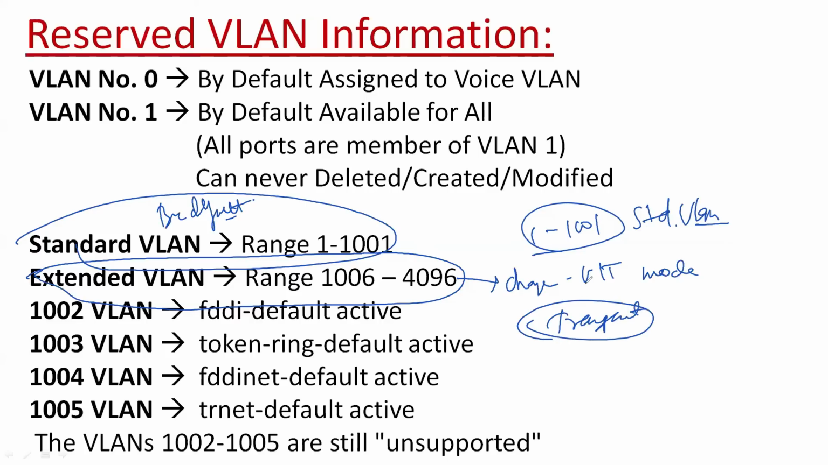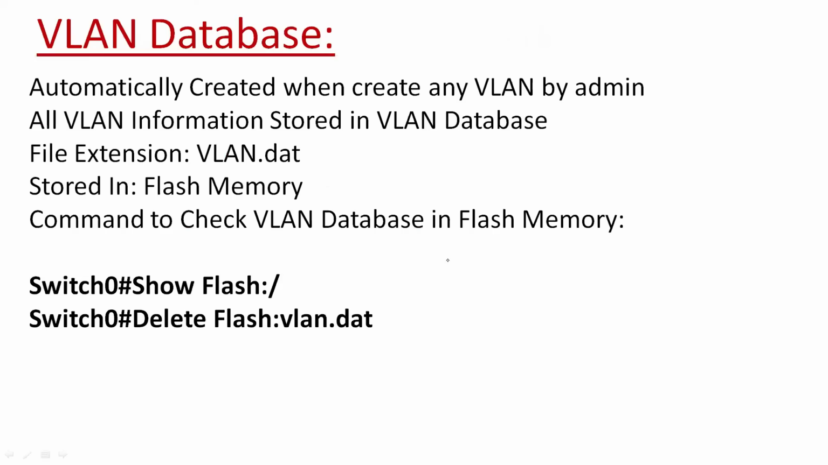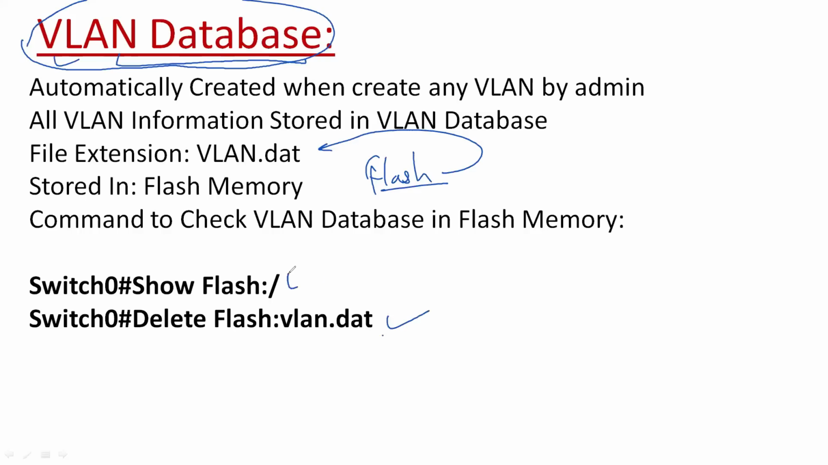Now you will ask me, sir, what is the meaning of VTP mode transparent? These are the VTP modes, which we will discuss later in VTP. Okay, we have the range of VLAN information. Now, where will this VLAN information be saved? If you create a VLAN on any switch, it will store that data in the VLAN database file, stored in flash memory. In flash memory, the file is the vlan.dat file.